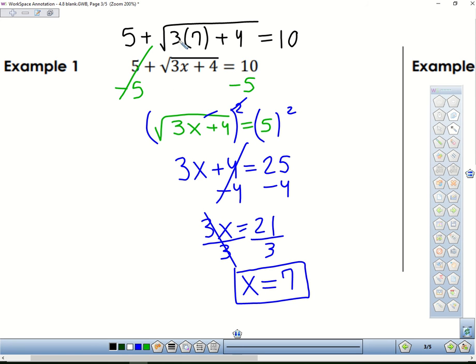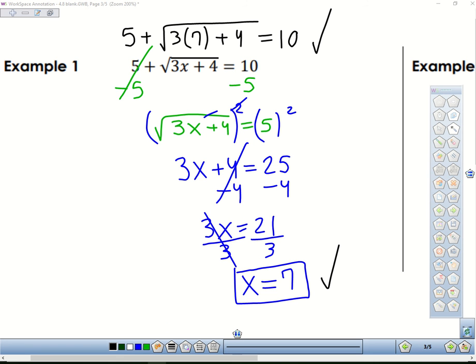So, what is 3 times 7? 21. Good. 21 plus 4? Good. What's the square root of 25? Good. And is 5 plus 5 equal to 10? Yes. So we can say this is a confirmed solution now, because we've checked it by plugging it back into the equation.